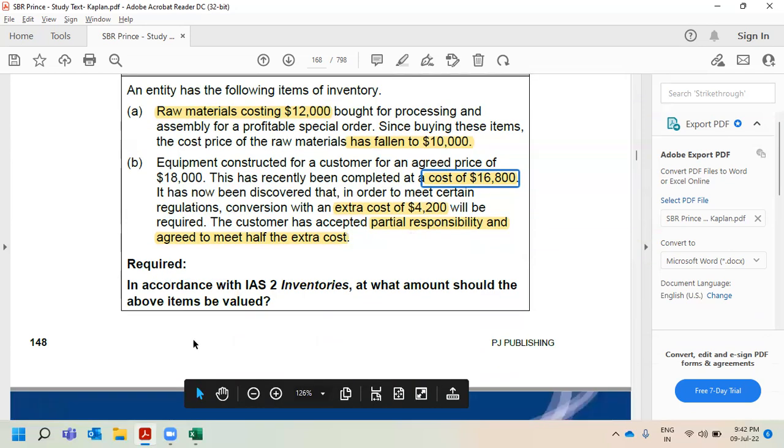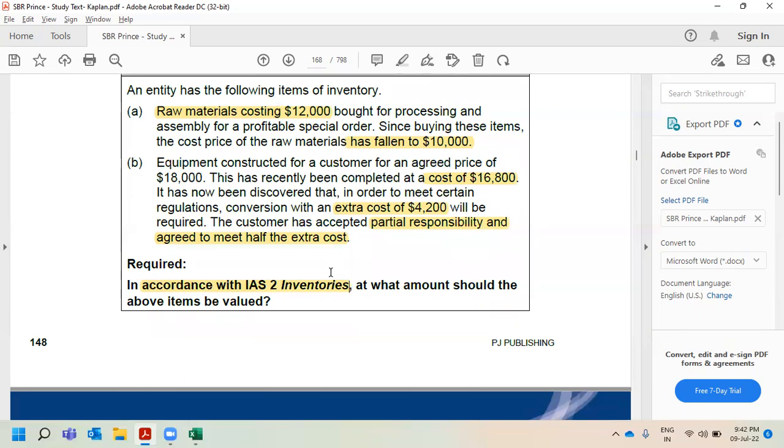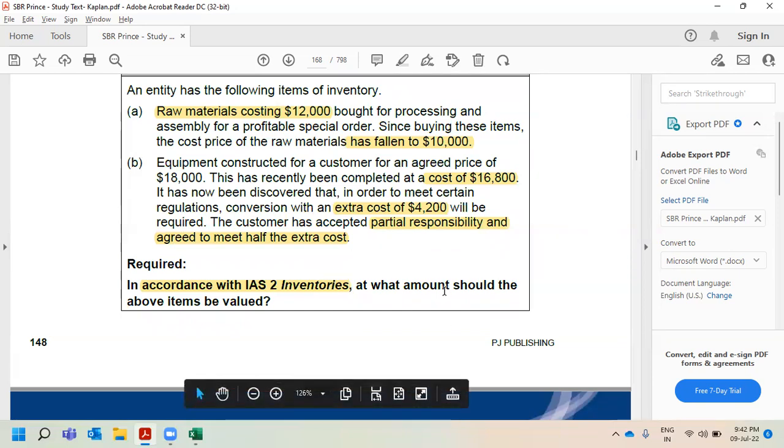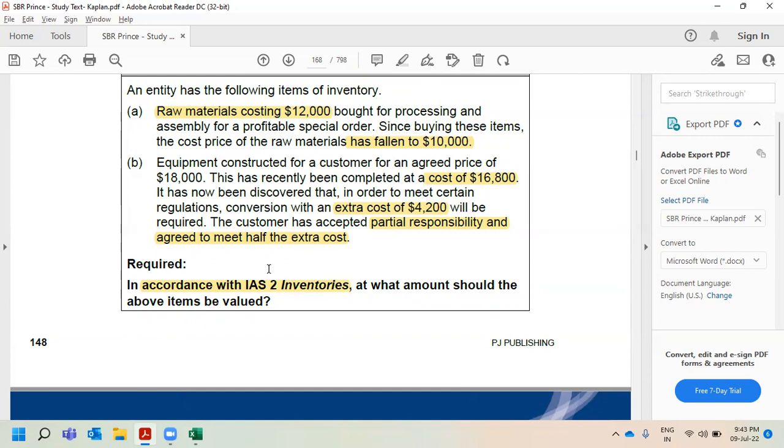How do we do valuation in accordance with IAS 2 inventories? What does IAS 2 require? We are discussing subsequent valuation, not initial. We have already manufactured the equipment, and now we are valuing subsequently. IAS 2 requires that inventory should be valued at the lower of cost and NRV.